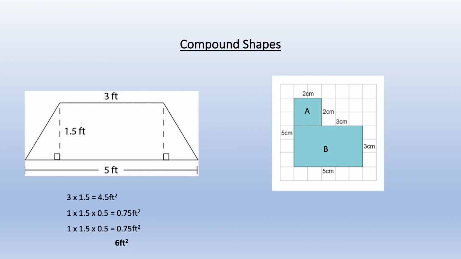To work out the area of the compound shape here, the second example, you would split the shape into a square and a rectangle as shown here, where I've labelled them A and B. The area of A will be 2 centimetres by 2 centimetres, which is 4 centimetres squared. And the second rectangle will be 3 times 5, giving 15 centimetres squared. And we can then add the two areas together to work out the total area of 19 centimetres squared.